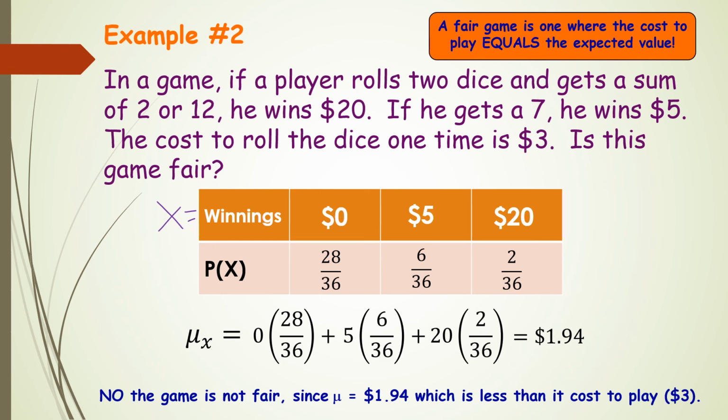So no, the game is not fair, since the average expected value of the winnings is $1.94, which is less than the $3 to play. So we're going to stop the video right here because that was example number 2.